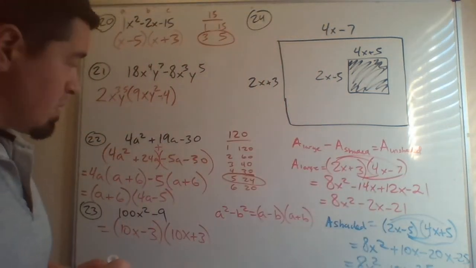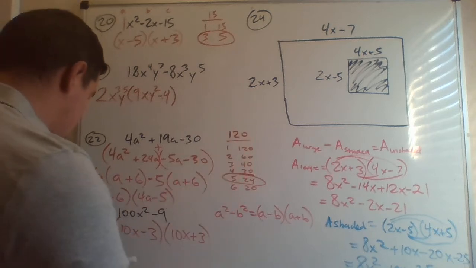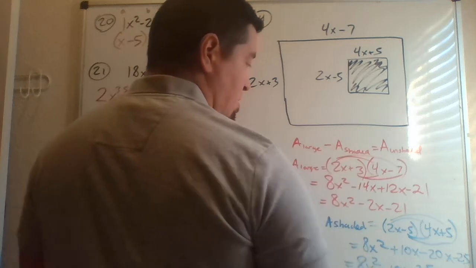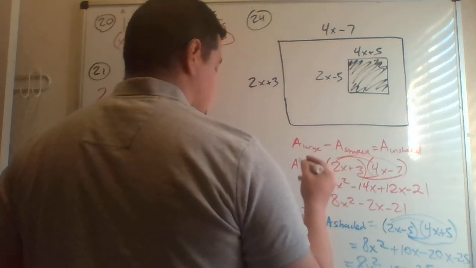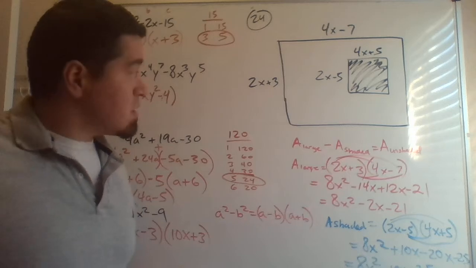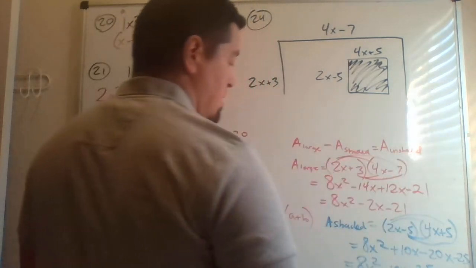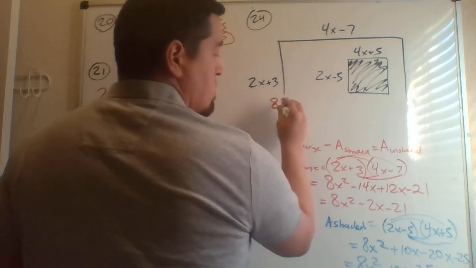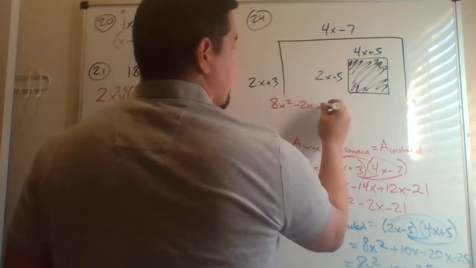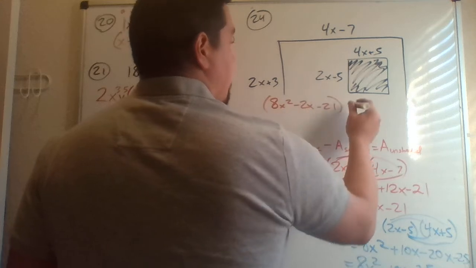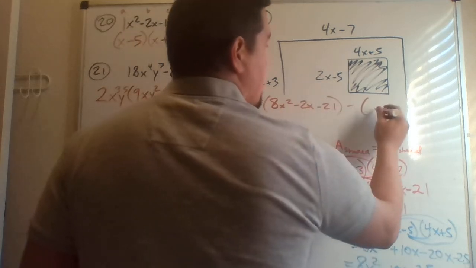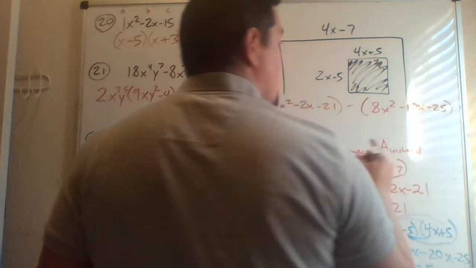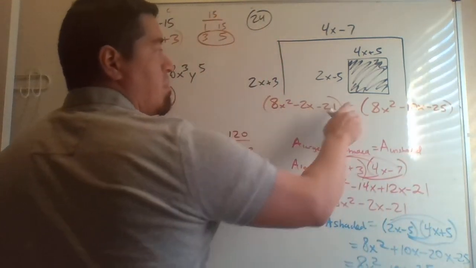So, I'm going to have to kind of work up here somewhere. But we have the area of the large and the area of the shaded. We're going to subtract these two. So I'm going to erase a little bit of this rectangle and put my answer up here. I'm going to do the large first. 8x squared minus 2x minus 21 minus the area of the small, 8x squared minus 10x minus 25. And we're going to subtract them, but I have to distribute.